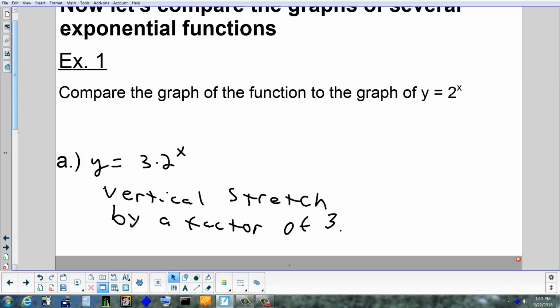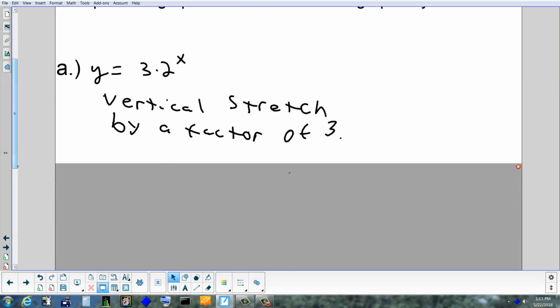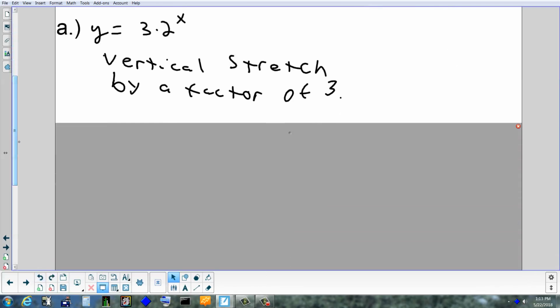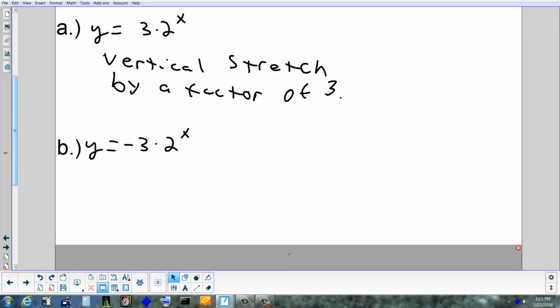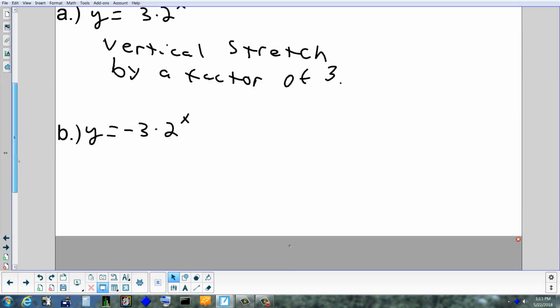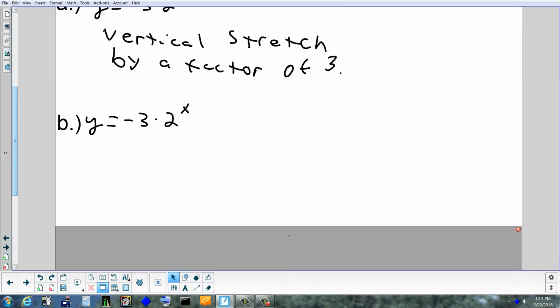How do we know that it's going to get steeper? Because it's not a negative. Well, the negative means it's not going to flip. Yes, it's a positive number, but what else? What kind of number would that have to be to compress it? It'd have to be a fraction less than 1. Remember, if it's between 0 and 1, that makes it get flatter. If it's more than 1, that's going to make it get steeper.